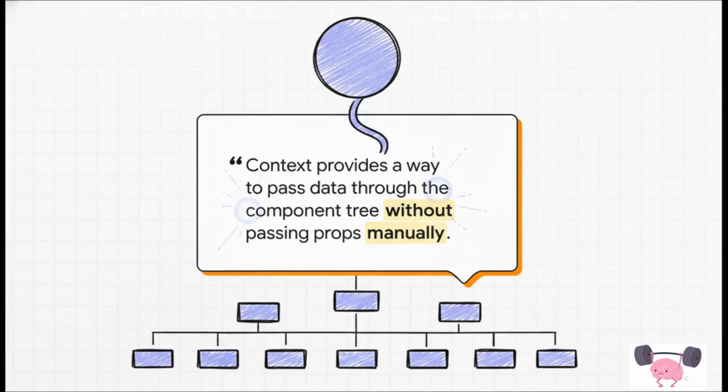And this is the core idea, straight from the React docs themselves. You can think of it like creating a sort of global state that's only available to a specific part of your component tree. Any component living inside that tree can tap into that data directly. No more passing it down step by step.